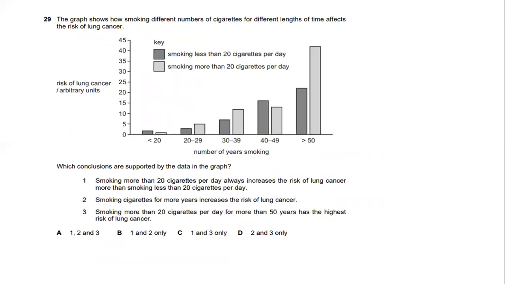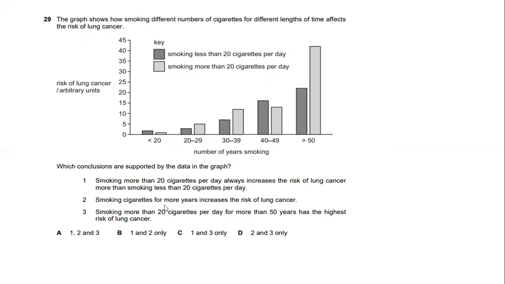And the graph shows how smoking different numbers of cigarettes for different lengths of time affects the risk of lung cancer. Which conclusions are supported by the data in the graph? The dark gray represents smoking less than 20 cigarettes per day, and the light gray represents smoking more than 20 cigarettes per day.